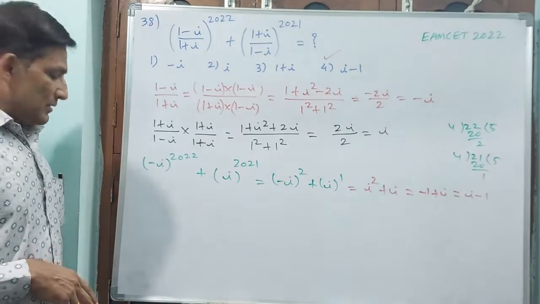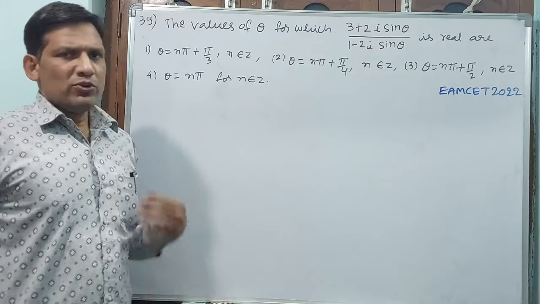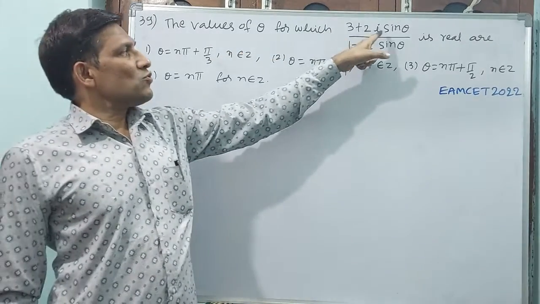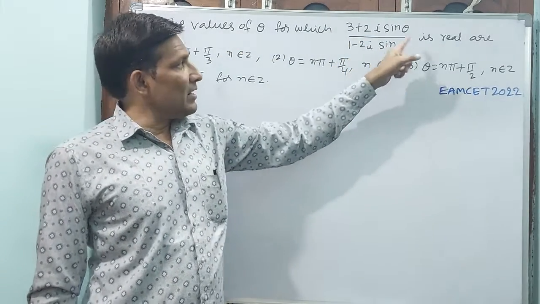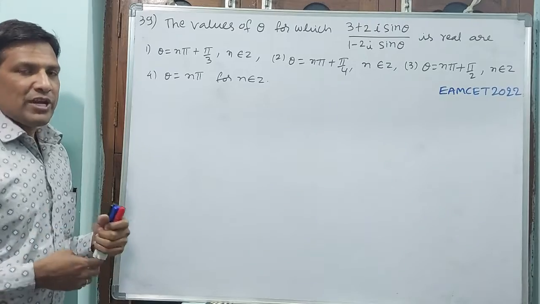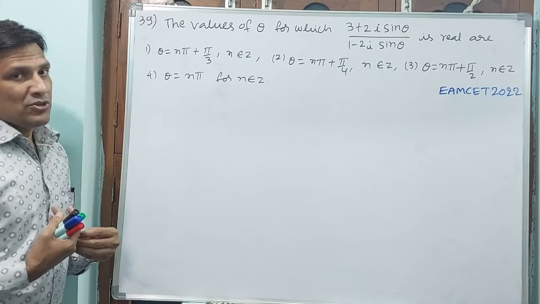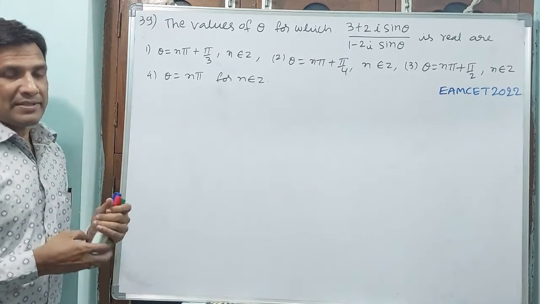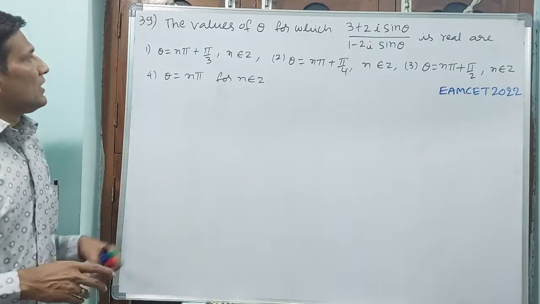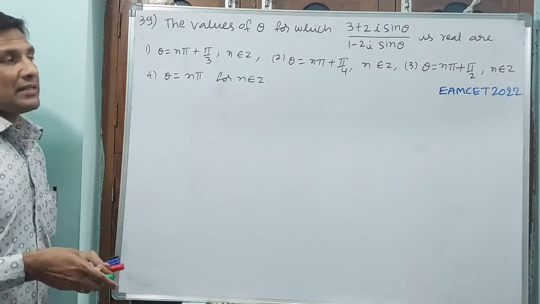Let us proceed to the 39th question. See question number 39. The values of theta. Theta means we know very well, argument or something like that. For which (3 plus 2i sin theta) by (1 minus 2i sin theta) is real. Is real means you make this complex number rationalized and convert it into a plus ib form. If you convert it to a plus ib form, then only real means here b will be 0. A will be there but b will be 0. Purely real, the imaginary part is 0. Then they are asking the theta value is how much. We cannot say directly. If we proceed further, then we can understand this question.